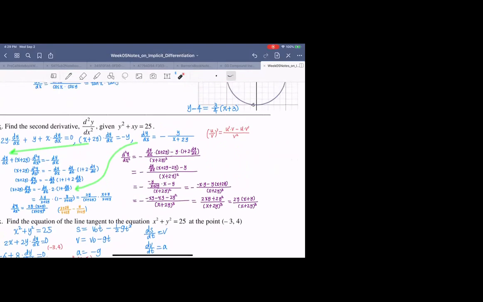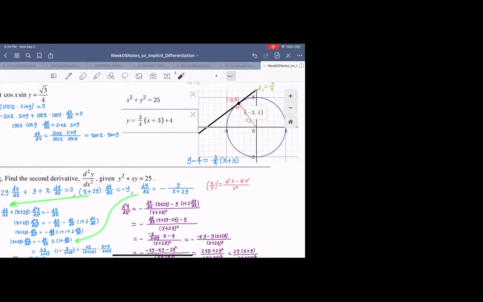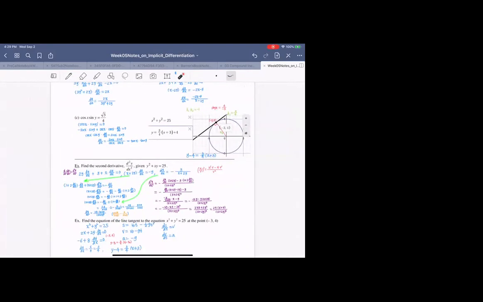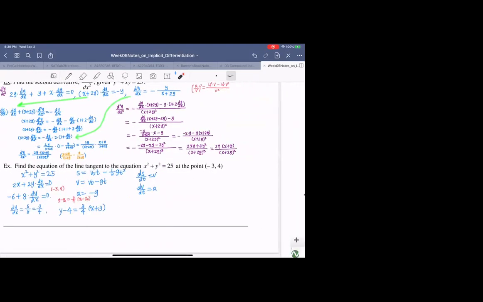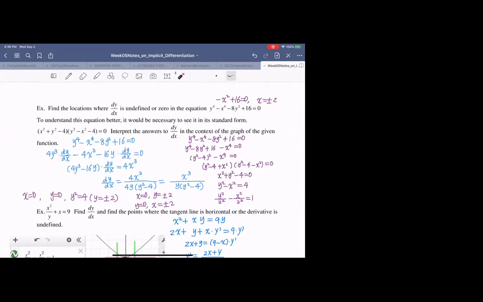Are they the same answer? Yes. They should support each other. Okay. Calculus should totally agree with whatever you learned previously. If you get a different answer, that means you probably did something wrong. Okay. Yeah. Let's move on to the next one.